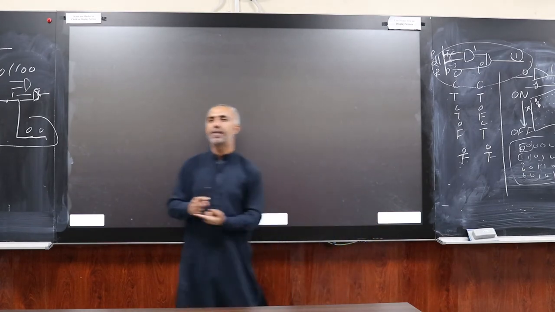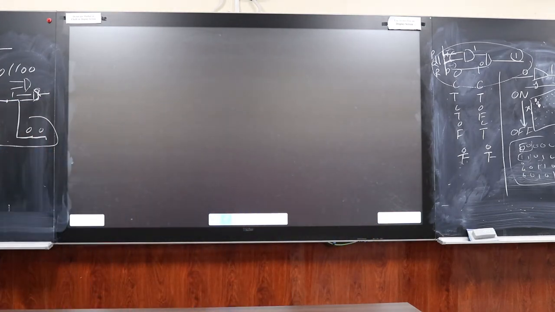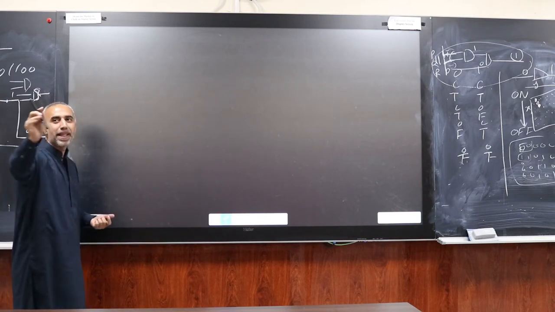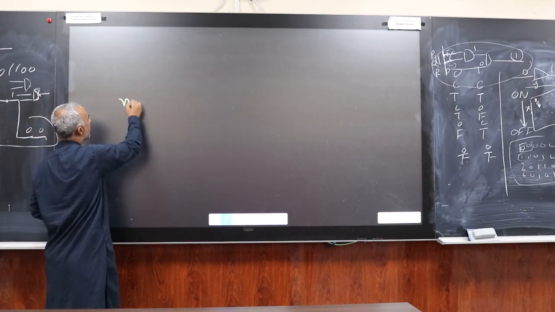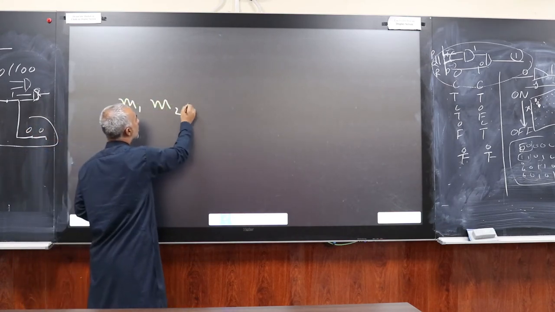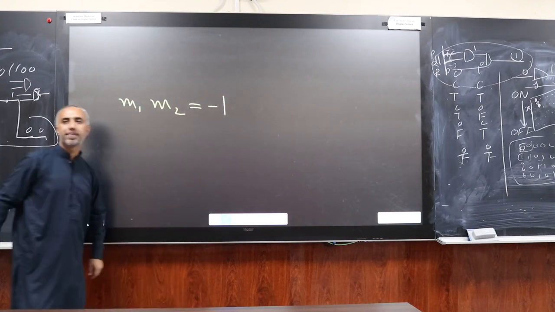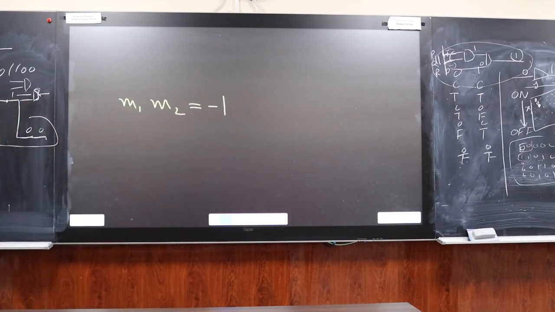Any query regarding slope, intercept? M1 and M2, sir. Okay, thank you. Thank you for reminding. M1, M2 equals minus 1. Why is it so?